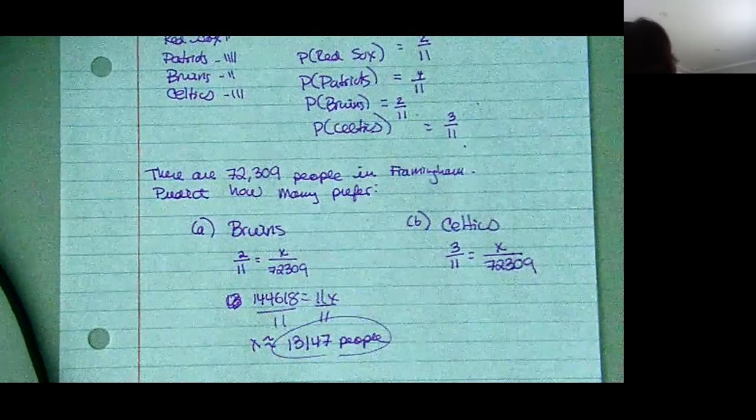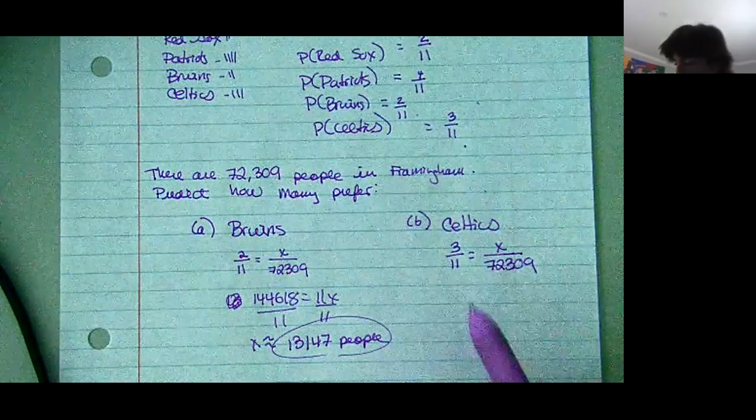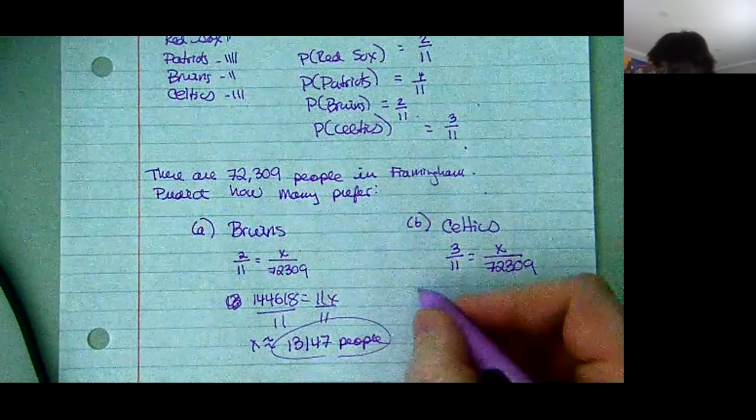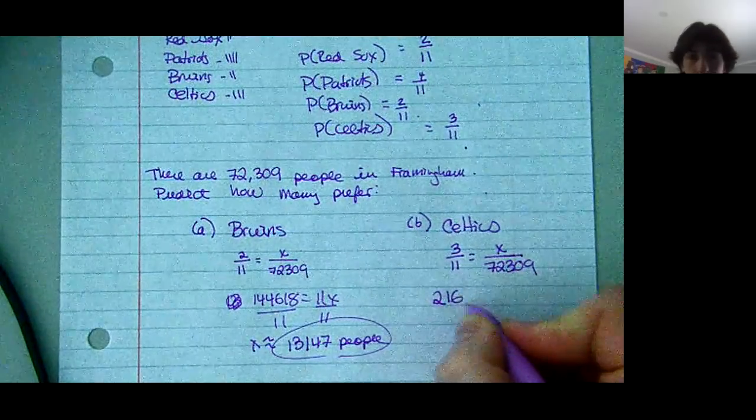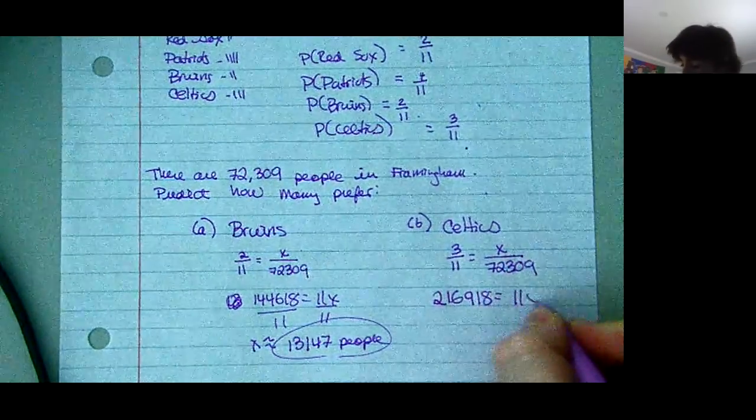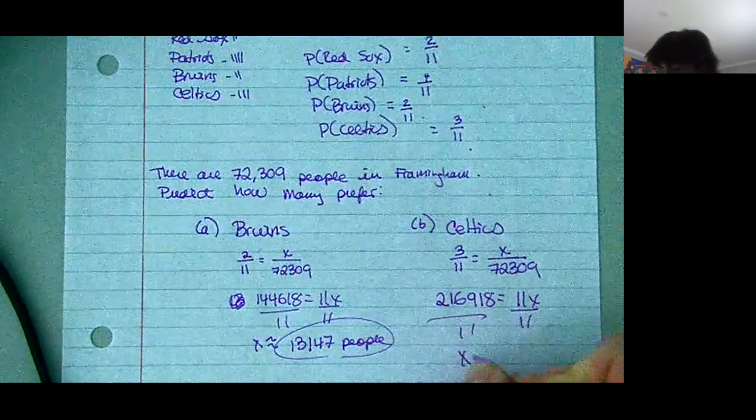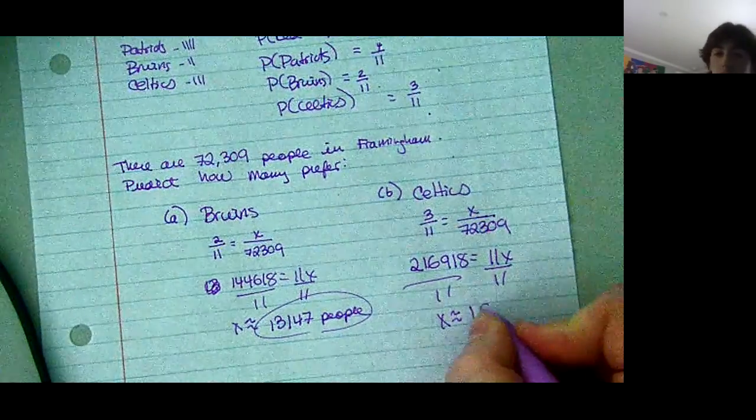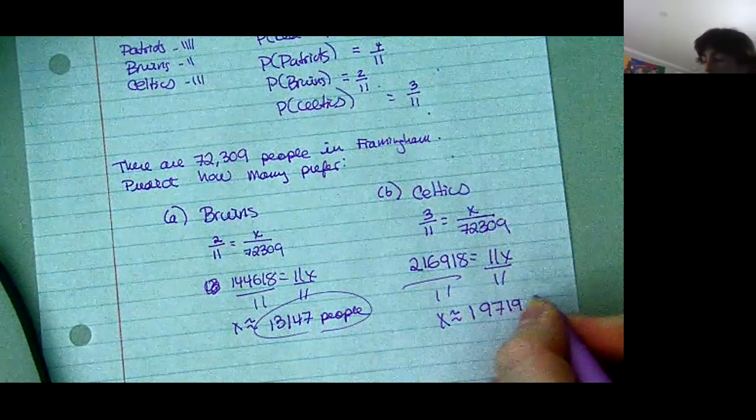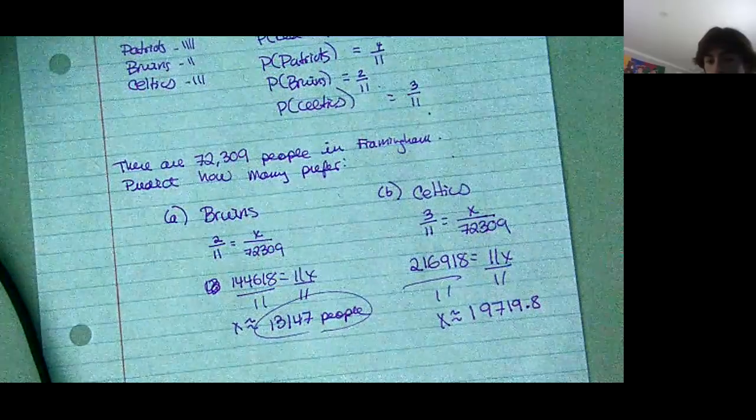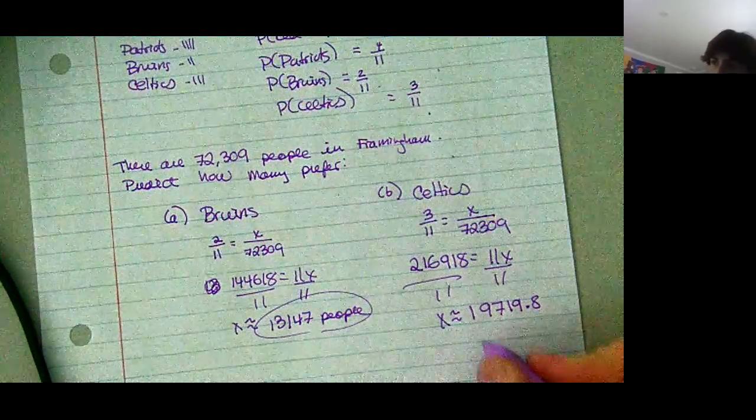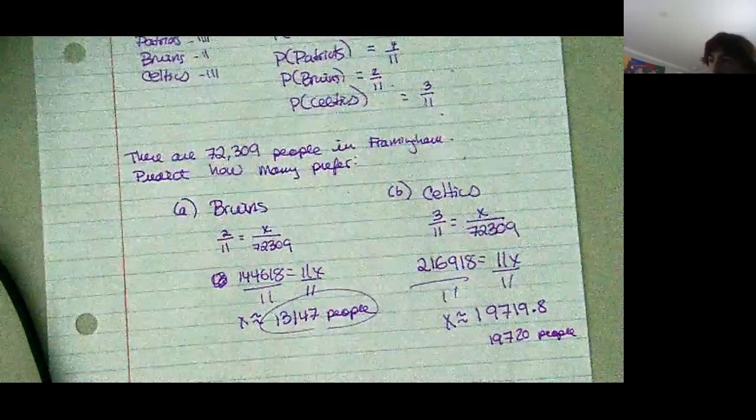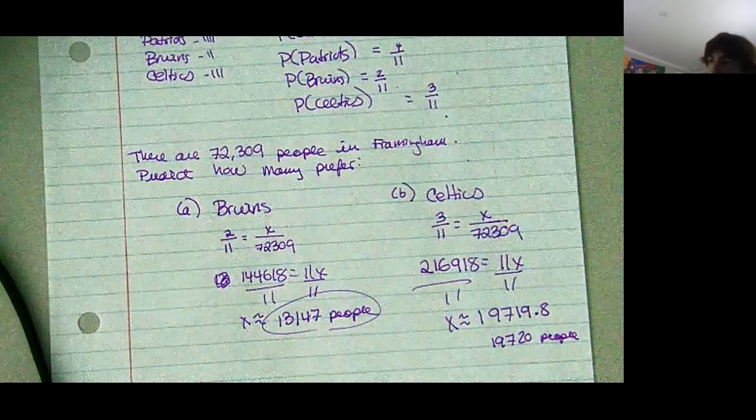Chase, you're all set. Okay, Tyler, is this your setup? Yeah. Okay, now what? 216,918 over 11. Okay, so that's going to equal 11x. Yeah. Put it over 11. What do you got? 19,720. 19,700. I'm getting 19.8. Why are you saying 20? Because you have to round it. That 0.8 means you're going up. 19,720 people in Framingham would prefer the Celtics as their favorite Boston sports team.